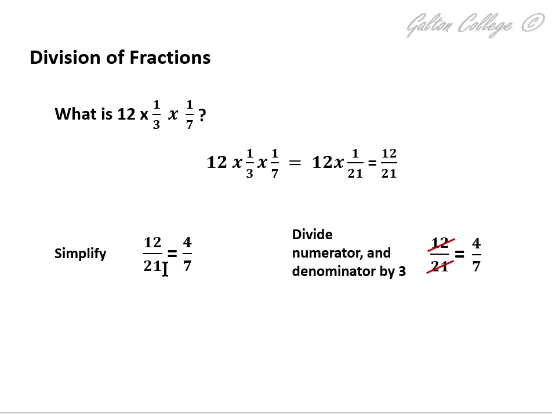Now simplify. If you simplify, you can divide the top part, the numerator, by 3. 3 goes into 12 4 times, but 3 also goes into 21 7 times. So we divide the numerator and the denominator by 3 and we get 4 over 7.